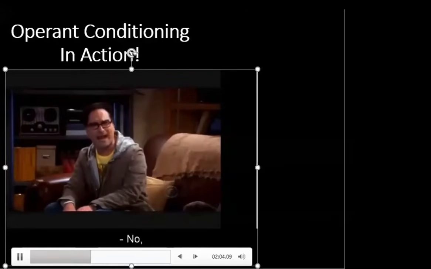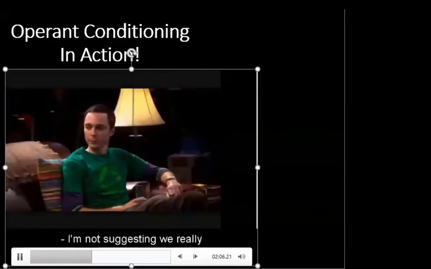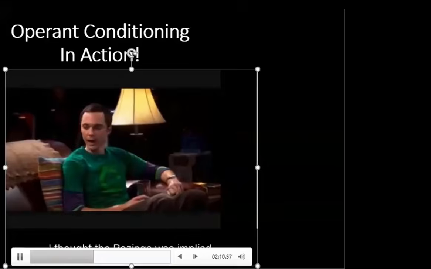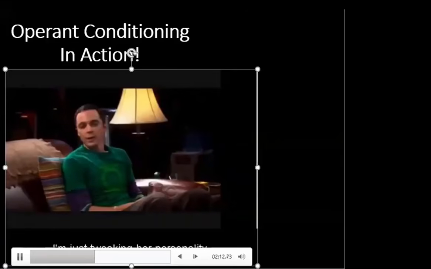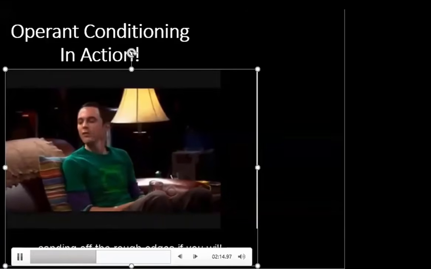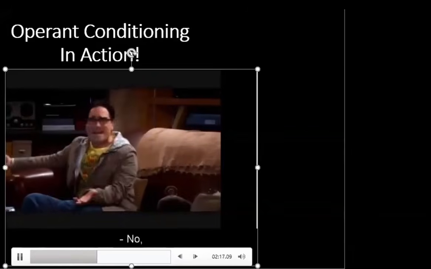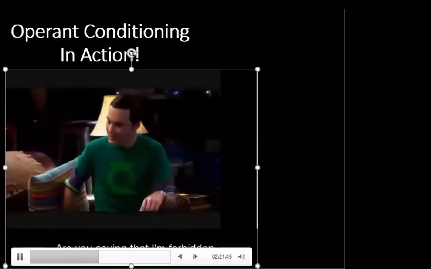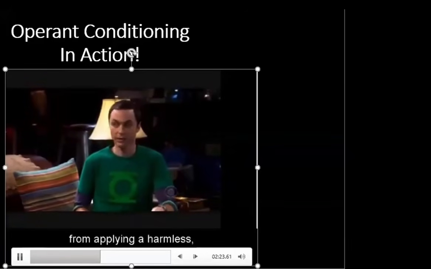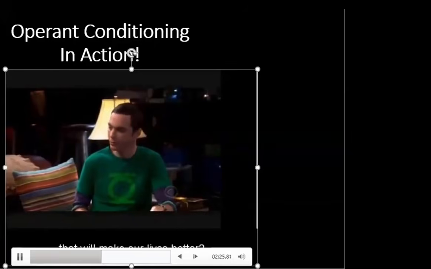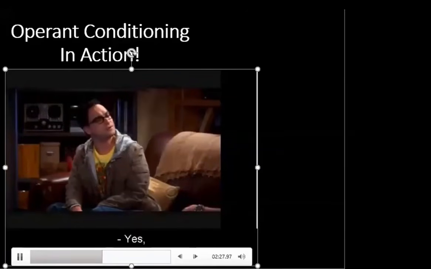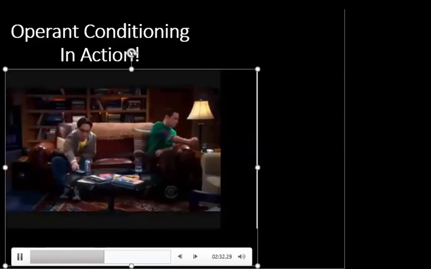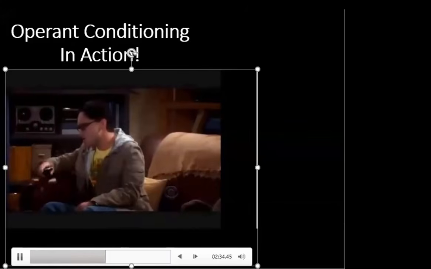No, this has to stop now. I'm not suggesting we really make her jump out of a pool. I thought the bazinga was implied. I'm just tweaking her personality, just sanding off the rough edges, if you will. No, you're not sanding Penny. Are you saying that I am forbidden from applying a harmless, scientifically valid protocol that will make our lives better? Yes, you're forbidden. Bad, Leonard.